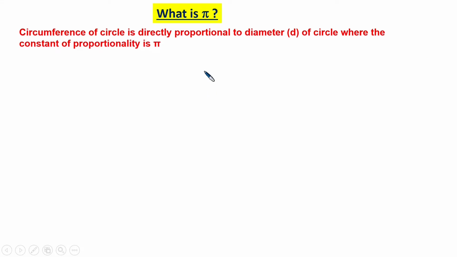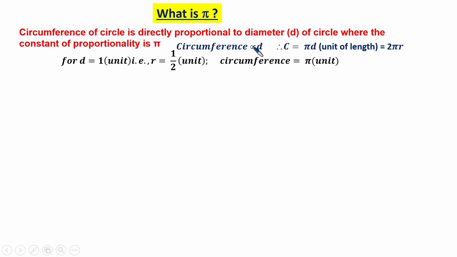So let us revisit what pi is. We have discussed this extensively in class 9, so I will go quickly through this slide. The circumference of a circle is directly proportional to the diameter of a circle, where the constant of proportionality is pi. The symbol for proportional to is ∝. So circumference C ∝ d, therefore circumference is pi times d. Pi is the proportionality constant, and d is twice r, double the radius. So I can write it as 2 pi r.